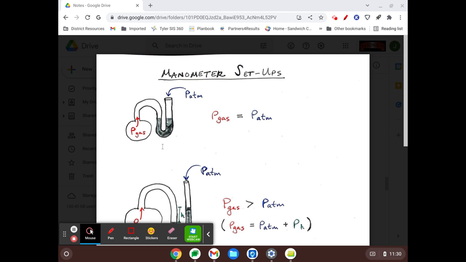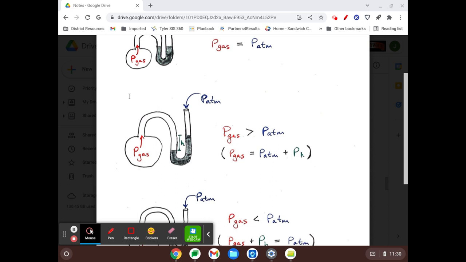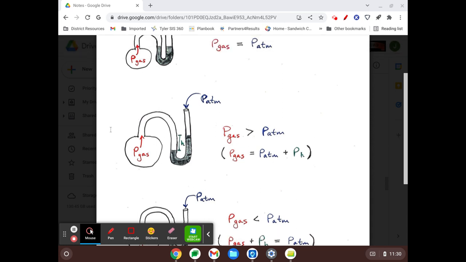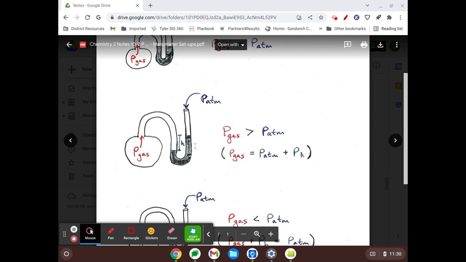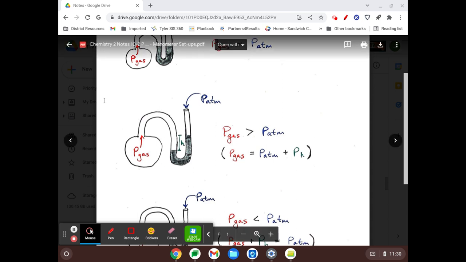If the pressure of the gas is greater than the pressure of the atmosphere, then it's stronger than the atmosphere, so it pushes the mercury further away from it and further towards the atmosphere. Then the difference in height between the two columns, you add that to the weaker one. So it's always the height difference plus the weaker one equals the stronger one.